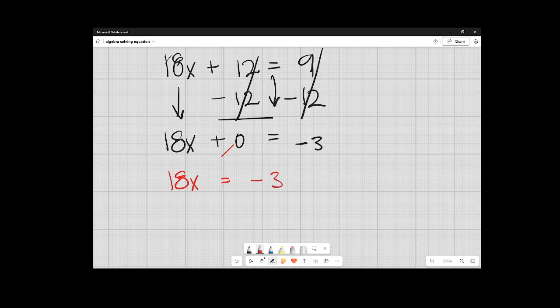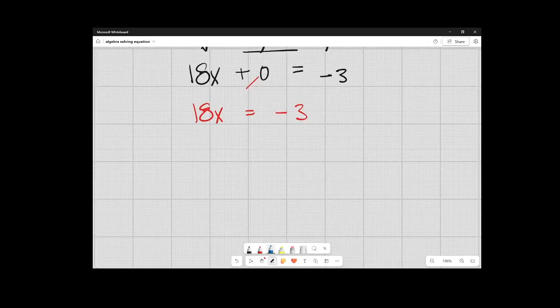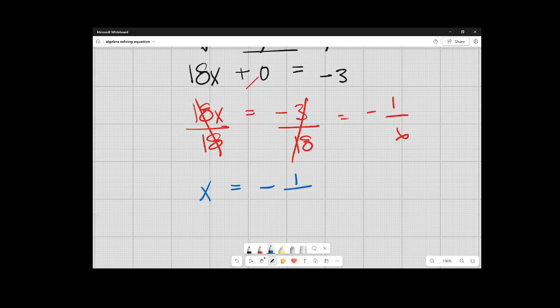What do I do now? We saw this before. This is multiplication. How do we undo multiplication? Undo it by dividing, right? And since we need to get x by itself, we're going to divide by the thing that it's being multiplied by. Divide by 18 on both sides of the equation. A over a equals 1. And then we divide it over here. This actually simplifies to what? Negative 1/6. So our final answer is x equals negative 1/6.